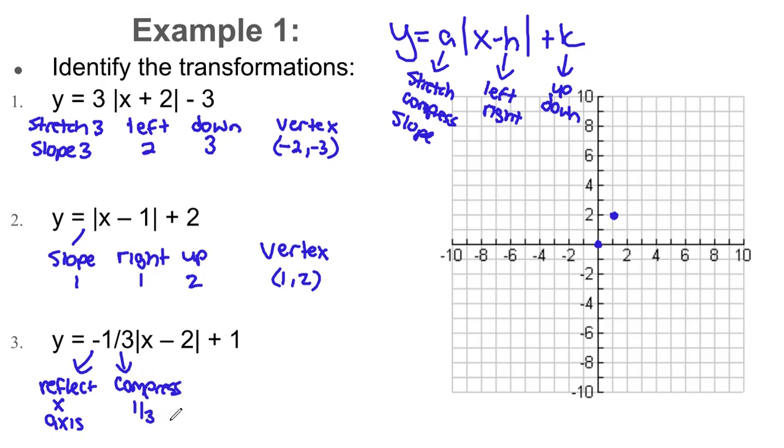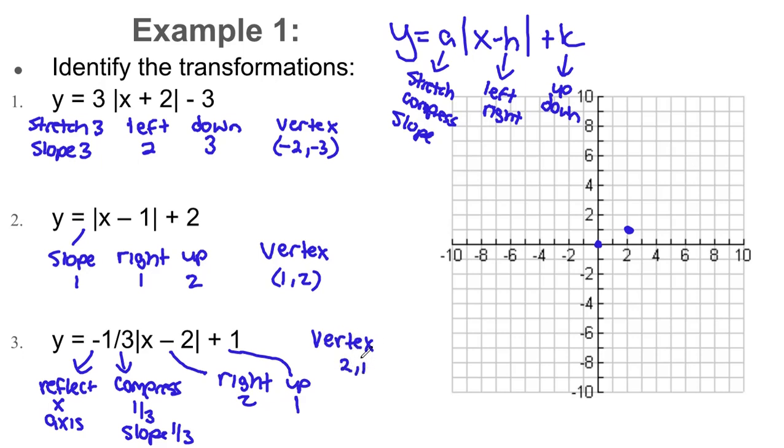And then it says -2 inside the absolute value, so that means it went to the right by 2. And then it says +1 at the end, so that means it went up by 1. So let's go back to the origin. And if I start at 0, 0, and I go right by 2 and up by 1, that gives me a vertex of 2, 1.